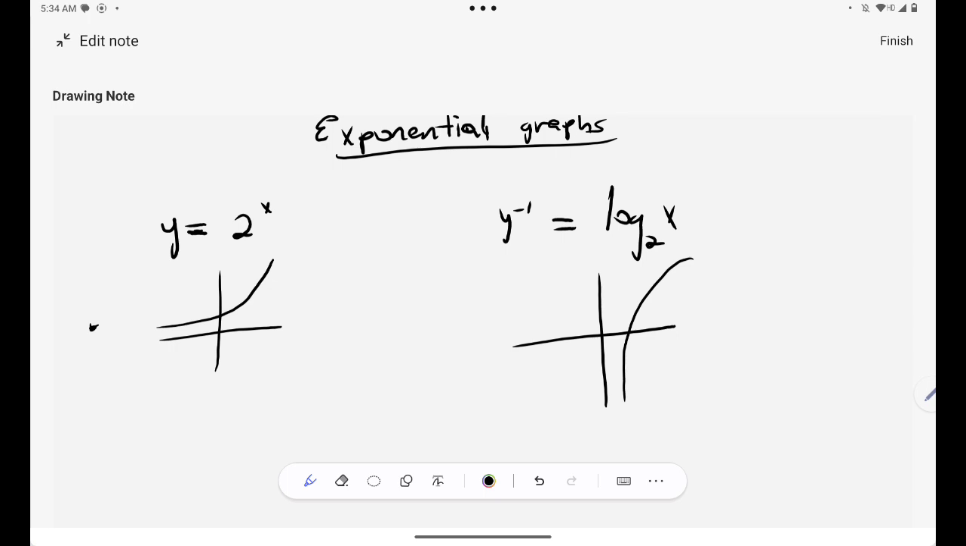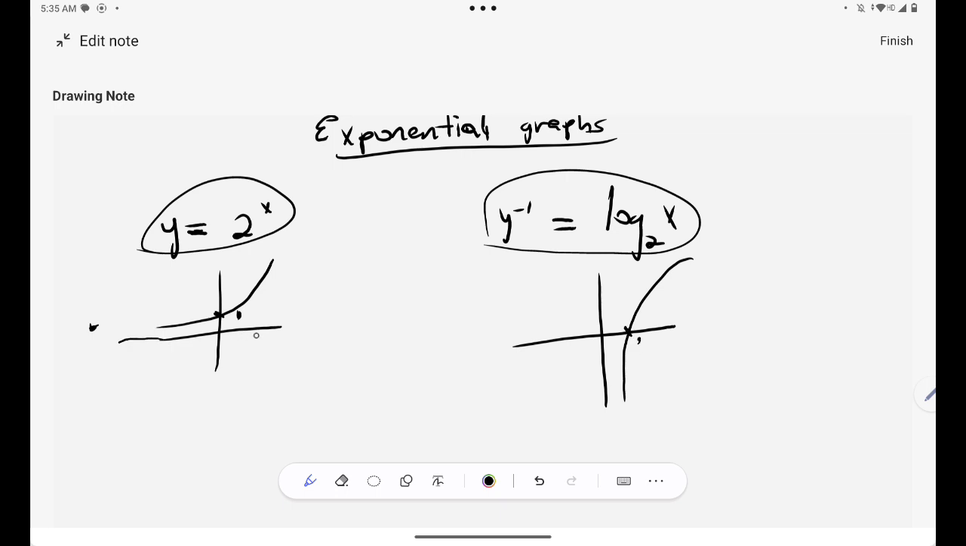Right, together. Still has the same features. The original graph is increasing, the inverse graph is also increasing. Still has the same features. Okay, but the y-intercept was 1, the x-intercept is 1. The x-axis was the asymptote, now the y-axis is the asymptote. Whatever happens on x will happen on y.